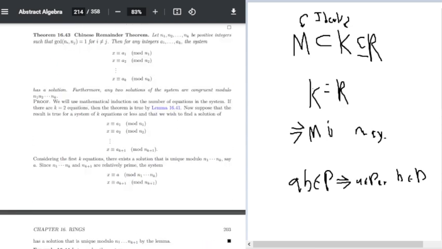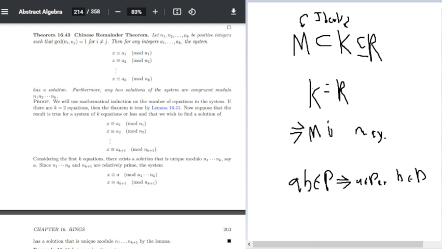From here, we have the Chinese remainder theorem. Let n1, n2, all the way to nk be positive integers such that the greatest common divisor of ni and nj is 1 for i not equal to j. So you pick any two of these that are different and they'll have a greatest common divisor of 1. Then for any integers a1 all the way to ak, the system x is congruent to a1 mod n1, x is congruent to a2 mod n2, all the way to x is congruent to ak mod nk, has a solution. Furthermore, the solutions of the system are congruent modulo n1 n2 all the way to nk.